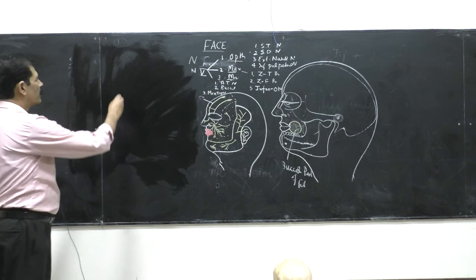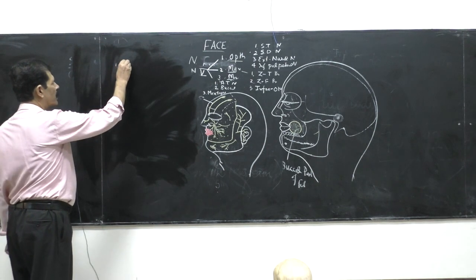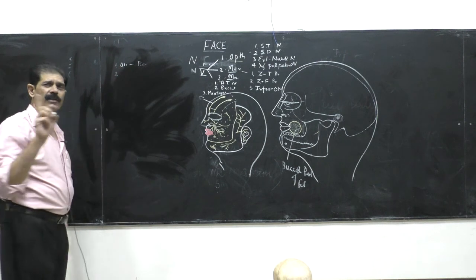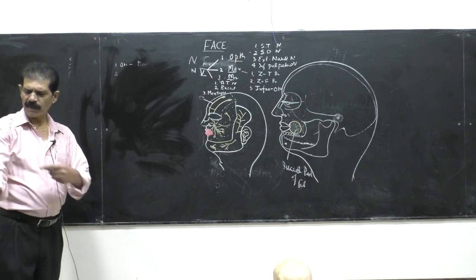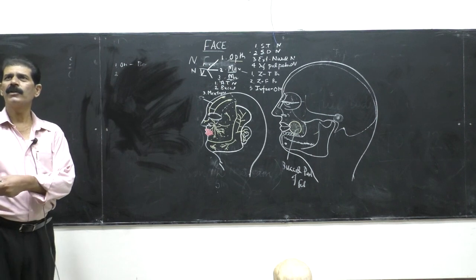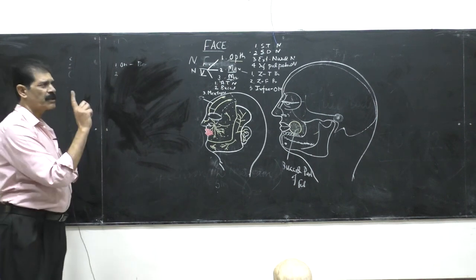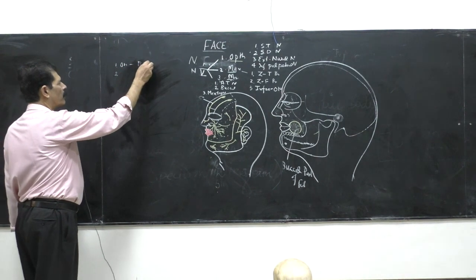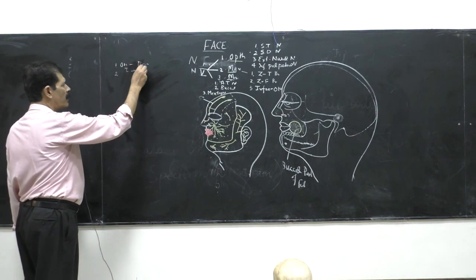Number 1, their origin is from the bone, but their insertion is not on the bone. Usually muscles take origin from the bone and are inserted on the bone. But this is the specialty of the facial muscle. Number 1, origin is from the bone, but insertion is on the dermis of the skin.